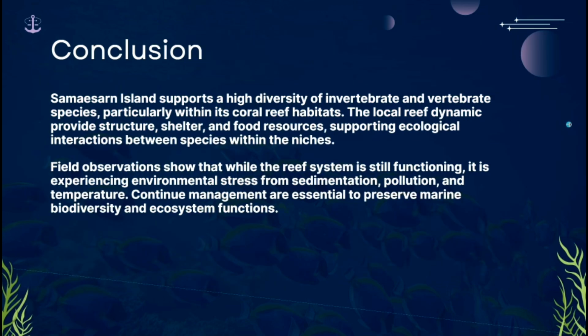In conclusion, Samesan Island supports a high diversity of invertebrate and vertebrate species, particularly within its coral reef habitat. The local reef dynamic provides structure, shelter, and food resources, supporting many ecological interactions like symbiotic mutualism, where coral and fish interact, and predation, which contribute to the food chain.